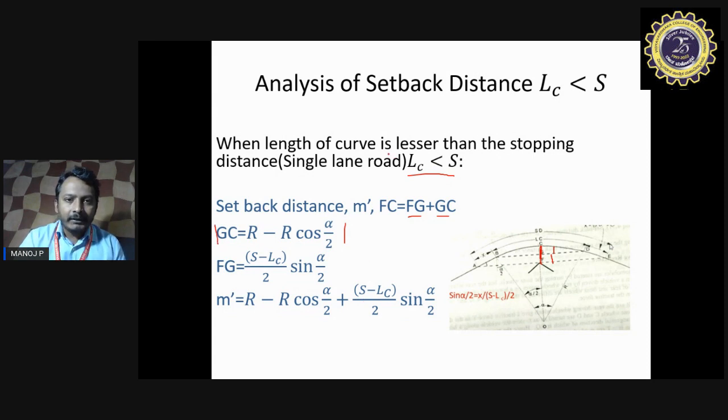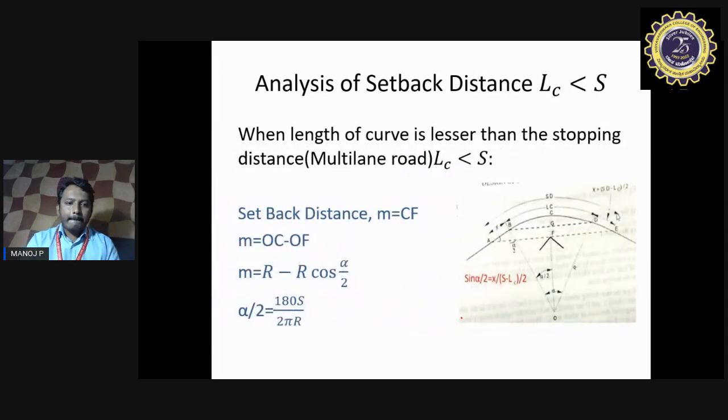This condition happens only when the curve is less than the stopping sight distance. What I want you to do is learn this equation for when the length is less than stopping sight distance: R minus R cos alpha by 2 plus S minus LC divided by 2 into sine alpha by 2. That was for a single lane road, and this is for a multi-lane road. Setback distance M is equal to CF, which from here is OC minus OF.